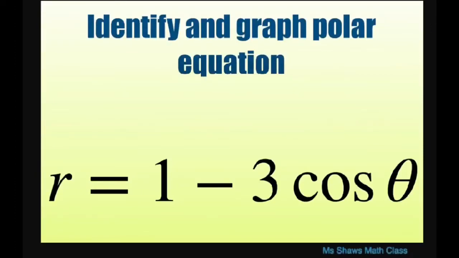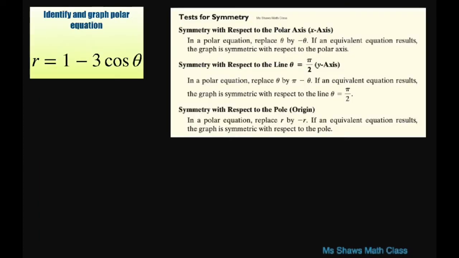Everyone, we're going to identify and graph the polar equation r equals 1 minus 3 cosine of theta. So the first thing we want to do is test for symmetry. This is going to be a Limacon with an inner loop. I will show you that form in just a moment. Let's first test for this. We want to test for symmetry to make the graphing easier.